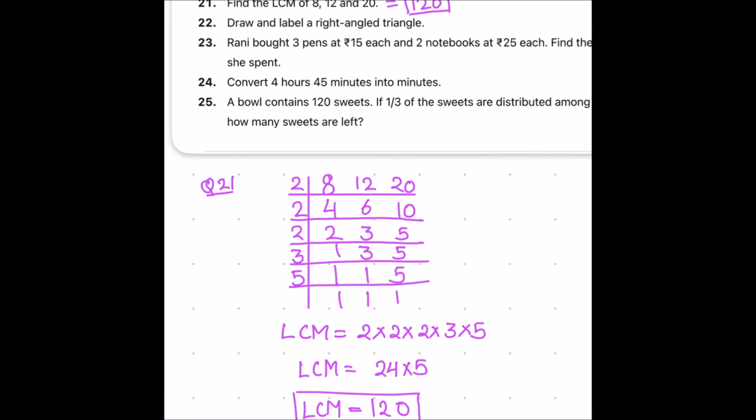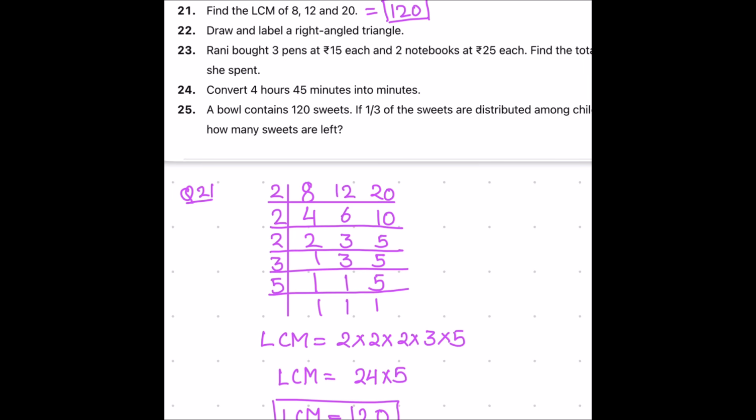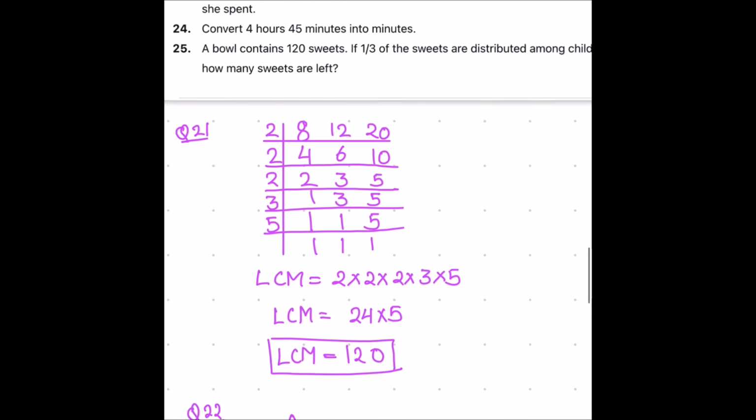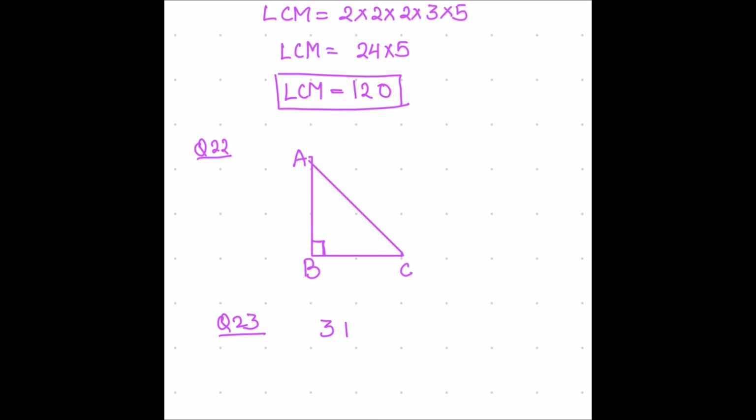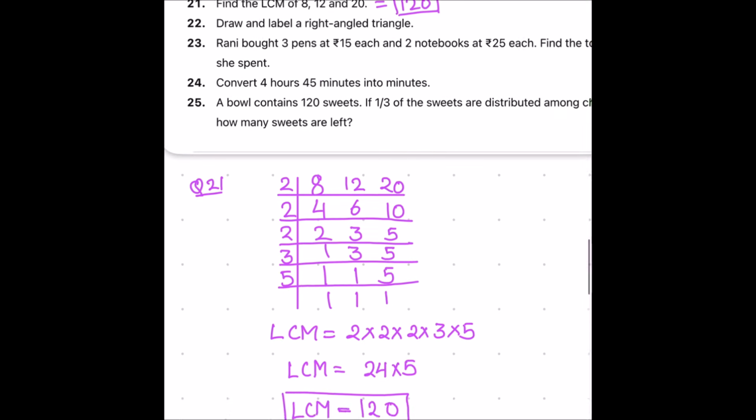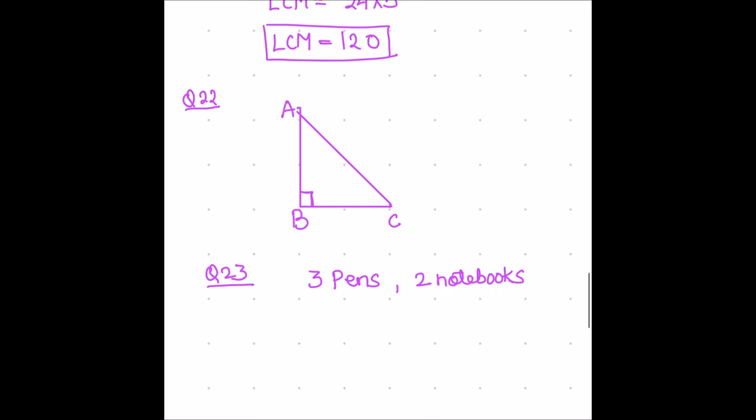Now question 23 is, Rani bought 3 pens at 15 rupees each and 2 notebooks at 25 rupees each. Find the total cost she spent. So let's solve this here. This is question 23. So Rani bought 3 pens and 2 notebooks. And the cost of one pen was rupees 15 and one notebook was rupees 25.